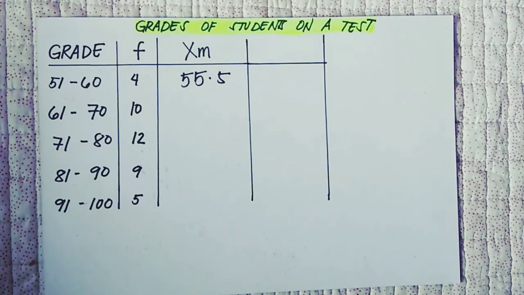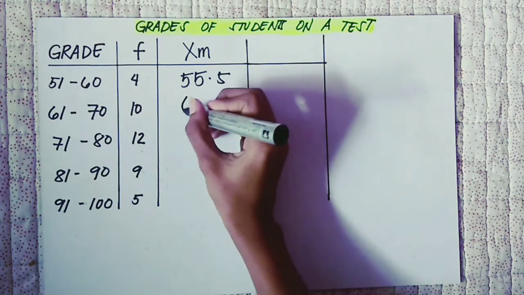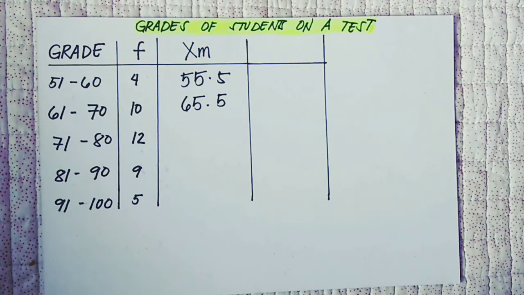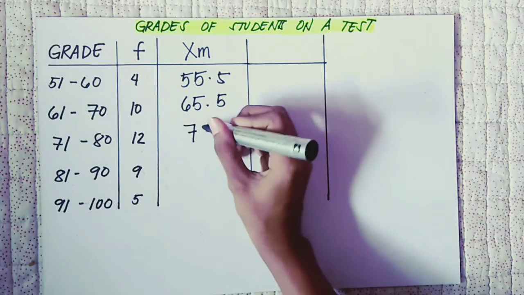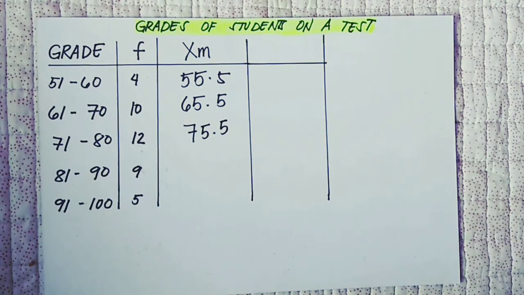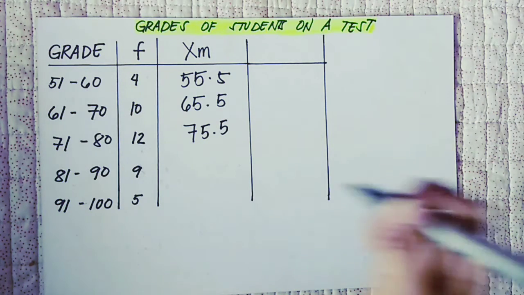So the midpoint here, 61 plus 70 divided by 2 equals 65.5. And then 71 plus 80 divided by 2 will be 75.5. At this point, we see a pattern. The next will be 85.5 and 95.5.